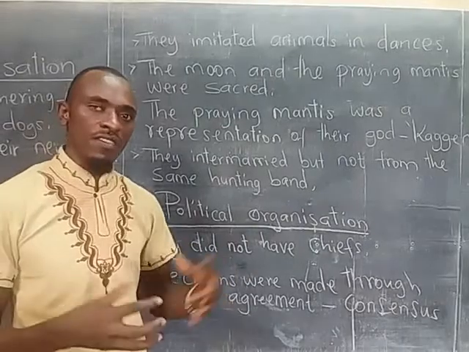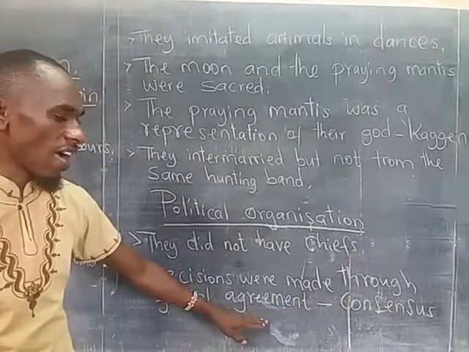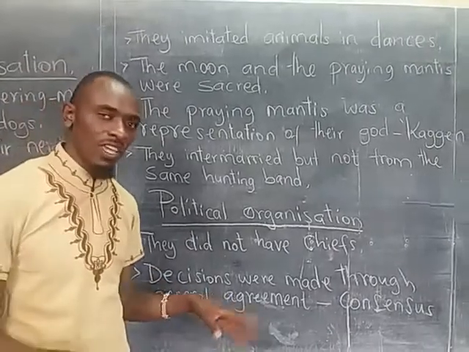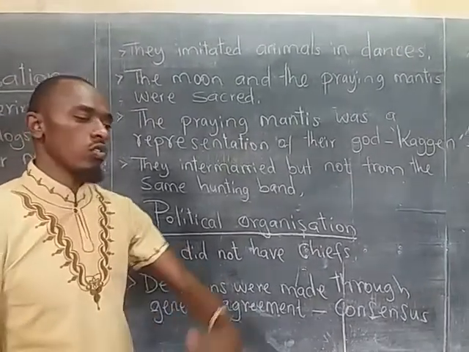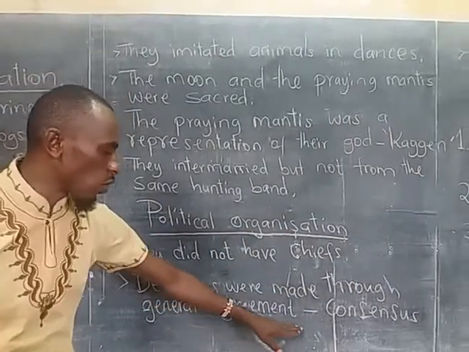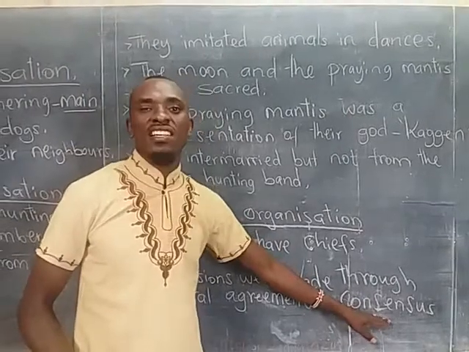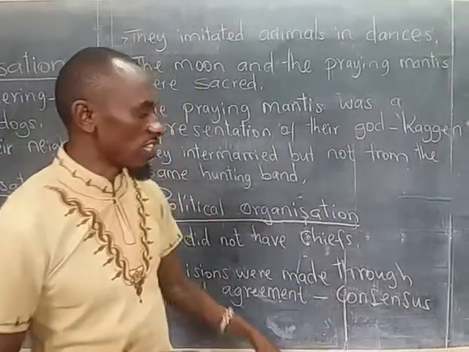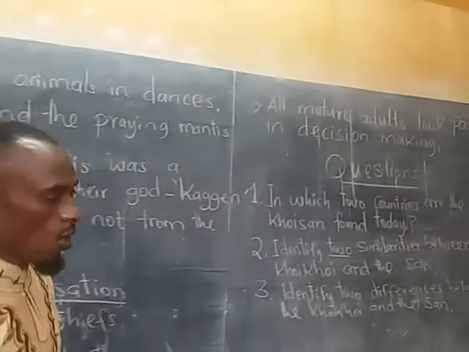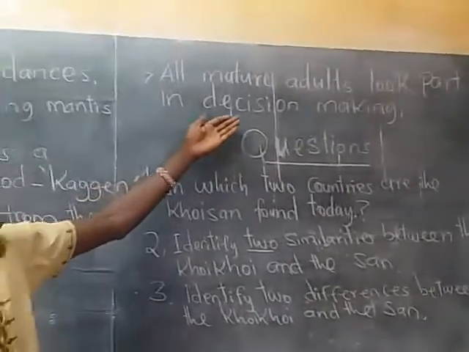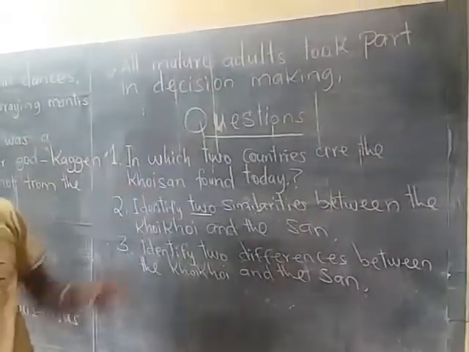How did they arrive at the decisions? They did this through what is called general agreement. They could come, sit together, and decide that this issue is affecting us, so we should proceed this way. That is what is called general agreement, also known as consensus. These general agreements were arrived at by all mature adults from the hunting band.